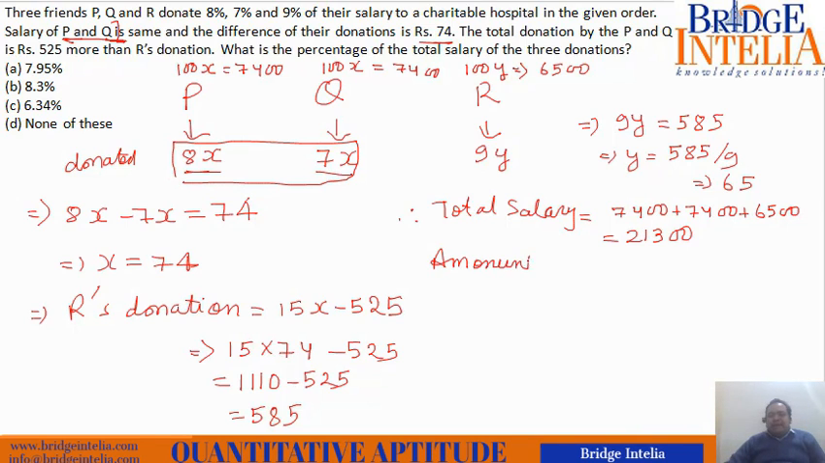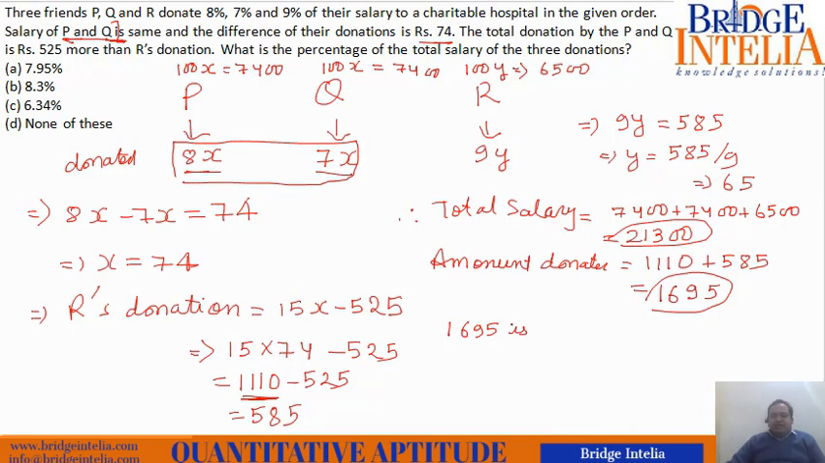That means the combined amount donated by these three people: R has donated 585 and these two have donated 1110. So 1110 plus 585 comes out to be equal to 1695. So basically we have to find what is the percentage of total salary of the donation. So 1695 is what percentage of their total salary.